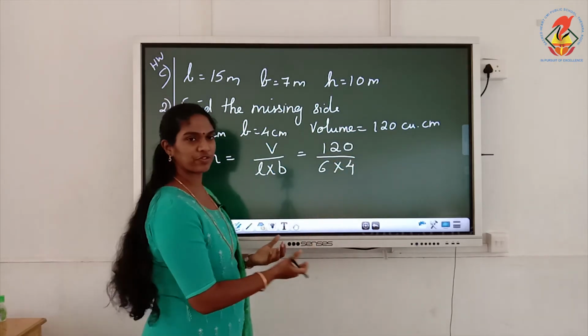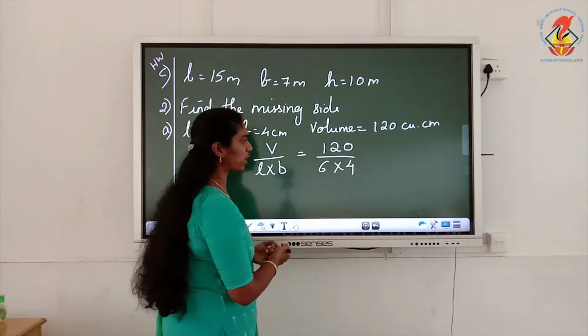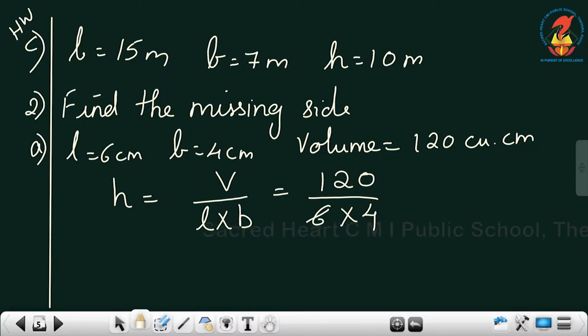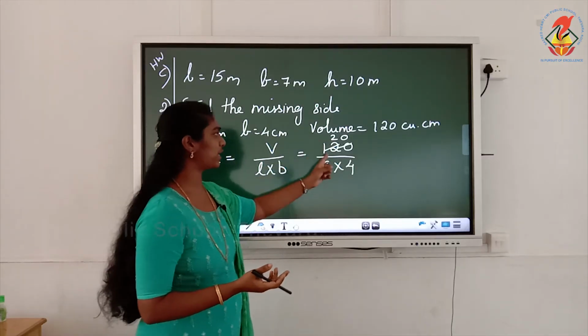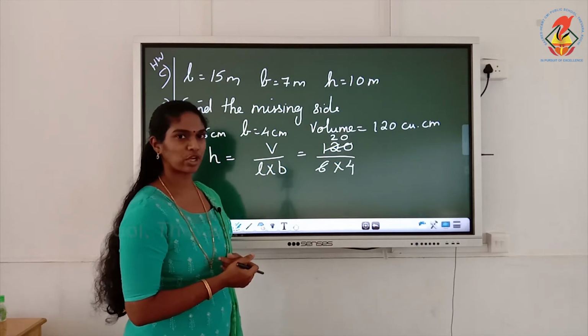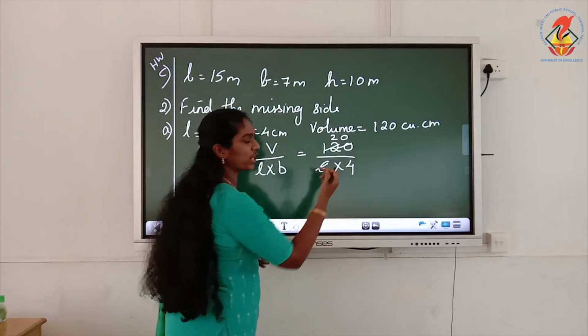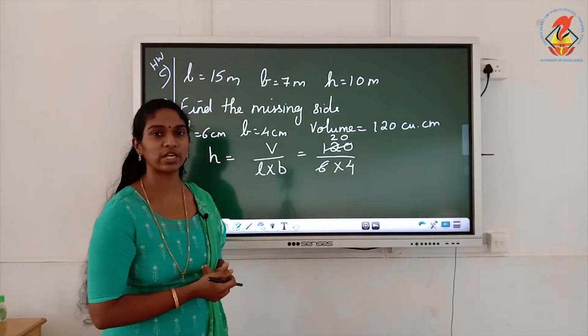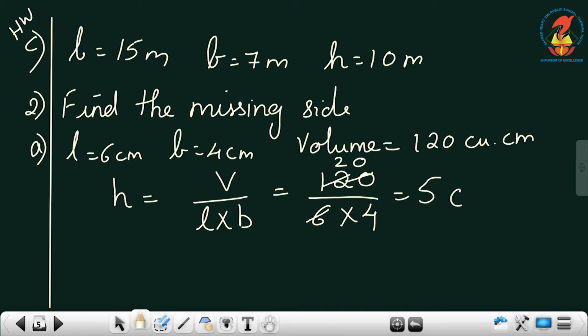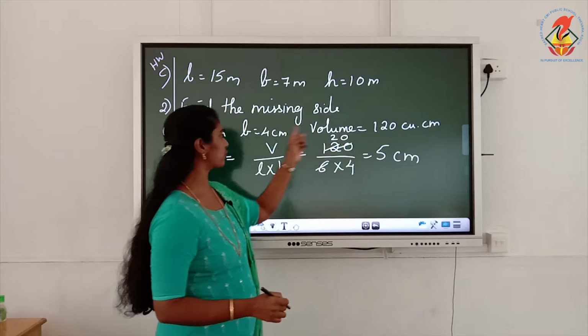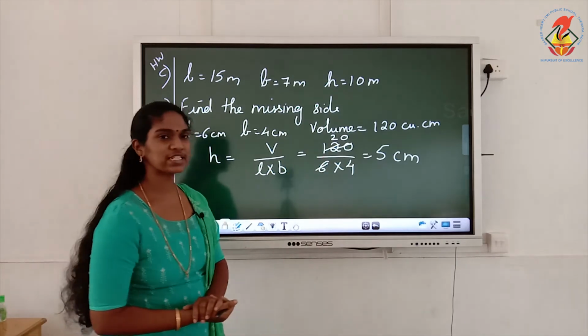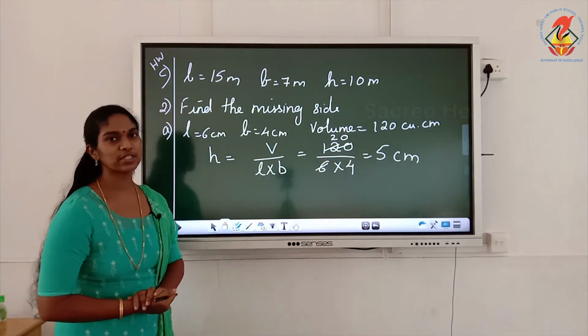Or you can take the common factors, like the 6 table where you get 120, or the 4's table. We know 6 twos are 12, isn't it? Yes, children, 6 twos are 12. Then you have a 0 also, so write 20. So 6 into 20 is 120 because 6 twos are 12. Then you have 20 and 4. What is 20 divided by 4? 4's table where you get 20? 5. So the answer becomes 5 centimeter because the rest of the units are in centimeter. So what is the height? Height is equal to 5 centimeter.